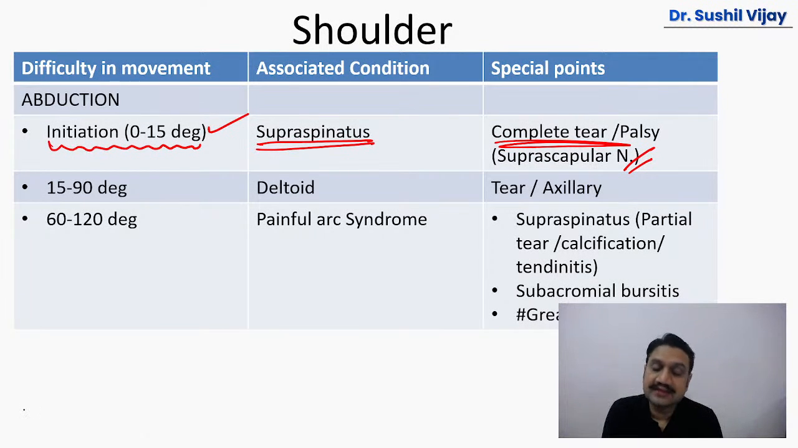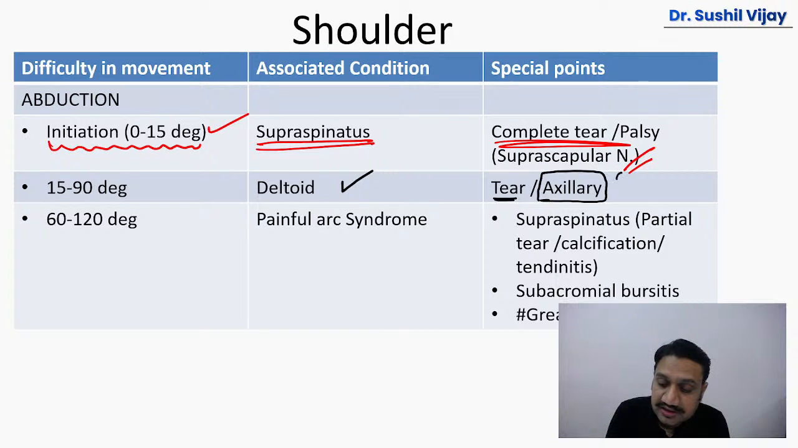So whenever there is a problem in 15 to 90 degrees, we know that the problem is with the deltoid. And the deltoid can have what? Either the deltoid is torn or there is an axillary nerve injury. This is very, very important.